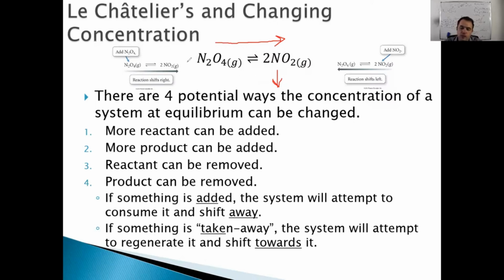Essentially, again, the reaction was at equilibrium. It was happy as a clam. I just took NO2 out of the system. It's going to try and regenerate that and reestablish the dynamic equilibrium it was at. In order to regenerate it, it's going to have to shift to the right. So it's going to go right to make more NO2. So add, away, take, towards.